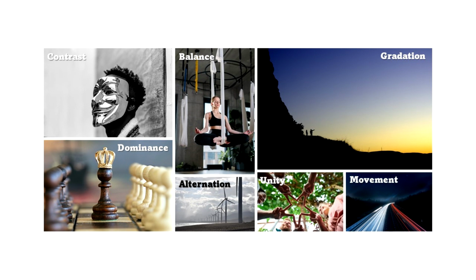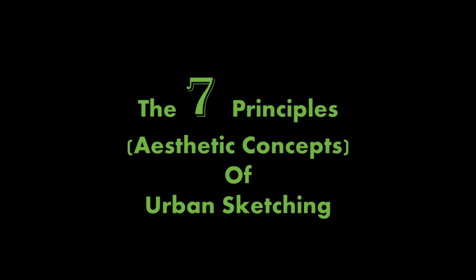The last one is unity. And I actually think this is the most important principle or concept for aesthetics when it comes to urban sketching. If you have all the other concepts down pat, but you do not create unity, your urban sketch is going to look very, very disparate, and it's not going to look harmonious. It's going to look as if you put a whole bunch of collage together and they don't talk to each other very well. So let me talk through some of the details of these principles or aesthetic concepts.